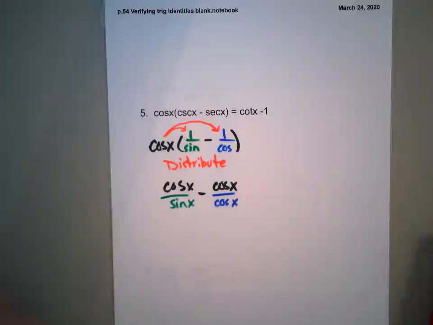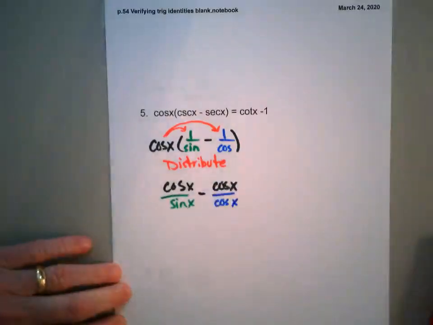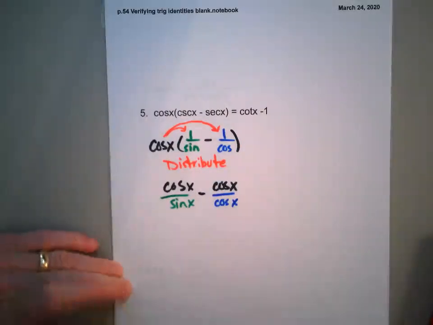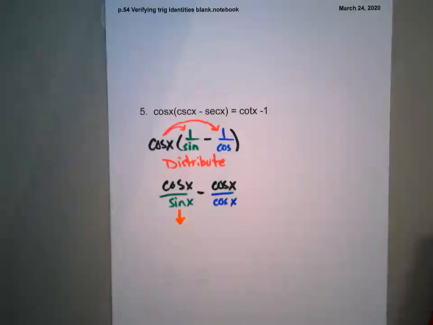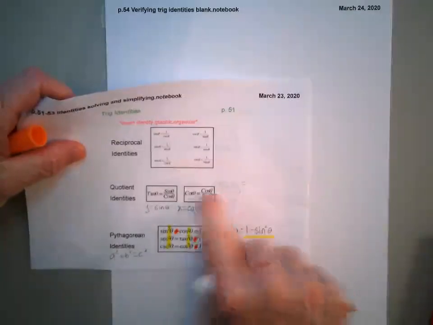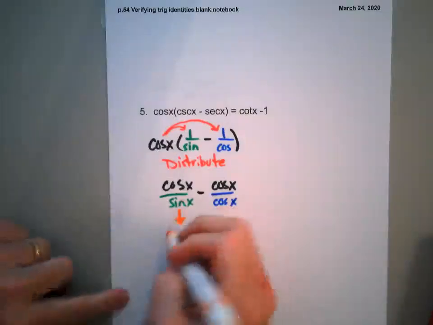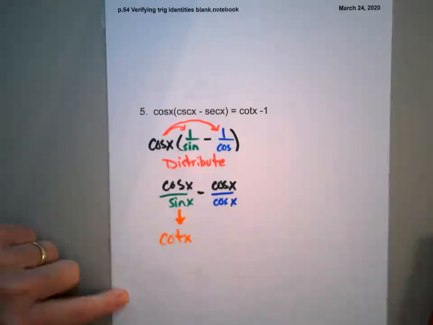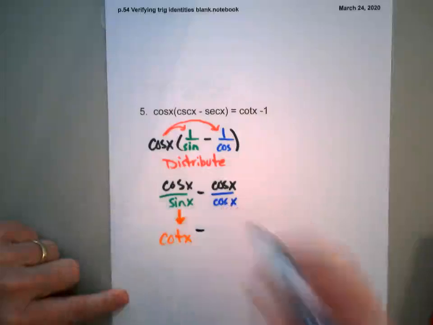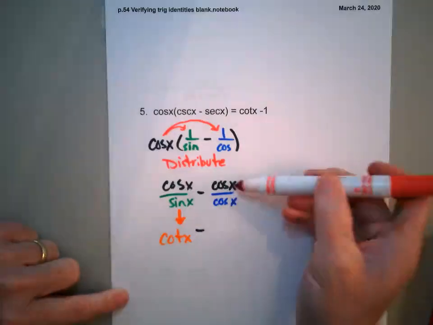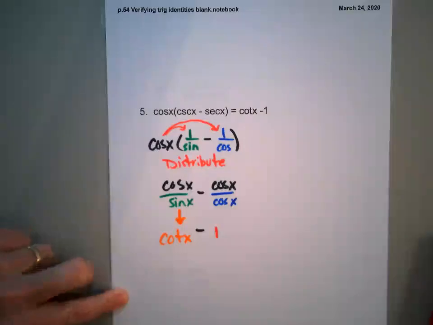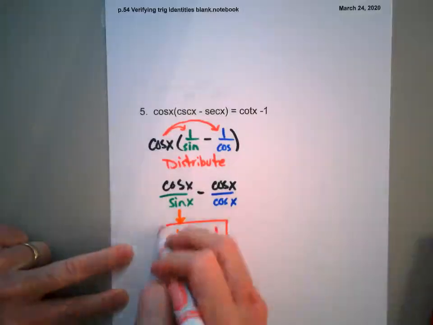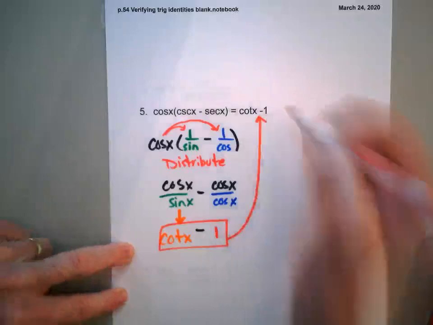So that is taking the cosine and multiplying it through to each term in the parentheses. Okay, so right here, cosine over sine. Cosine over sine is cotangent. So this turns to cotangent x. We get a subtraction. Cosine divided by cosine is 1. And if you look at what we were trying to accomplish, that matches it right there.